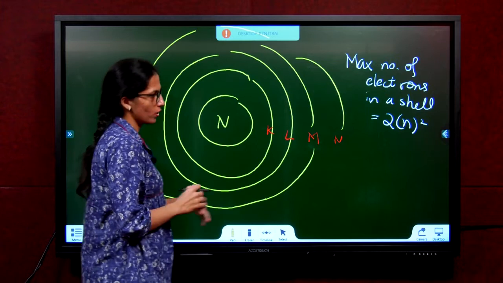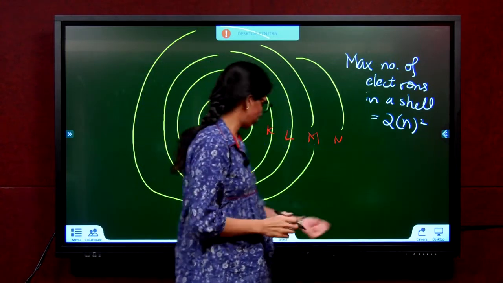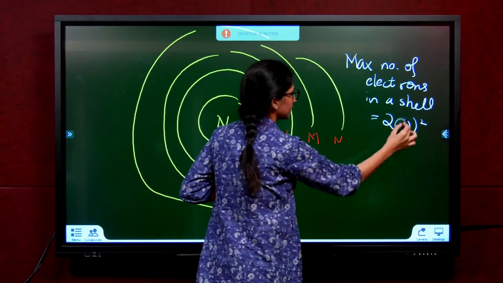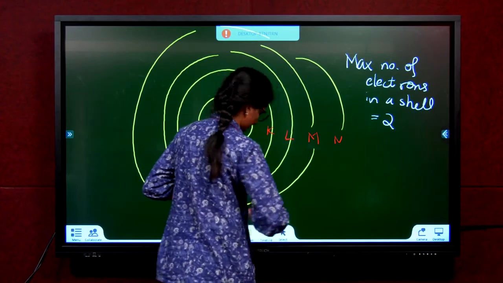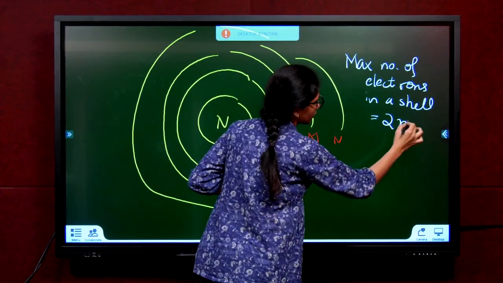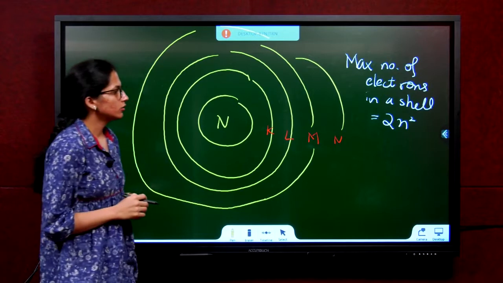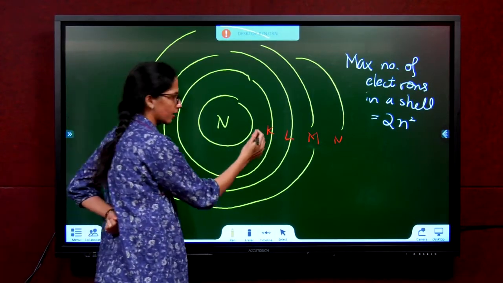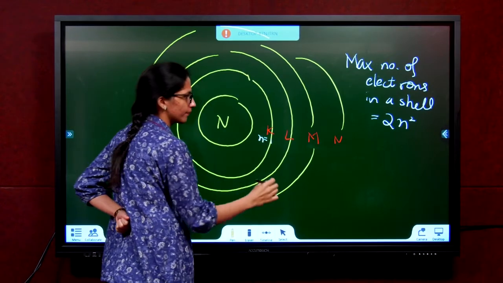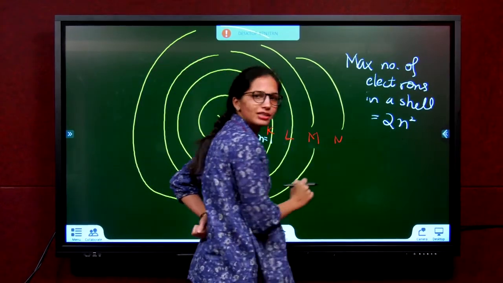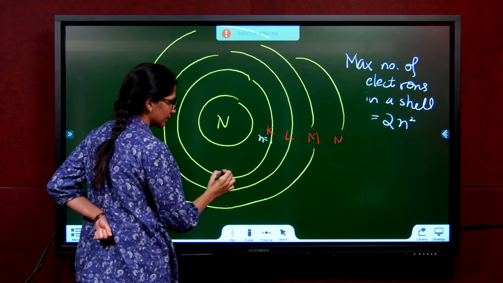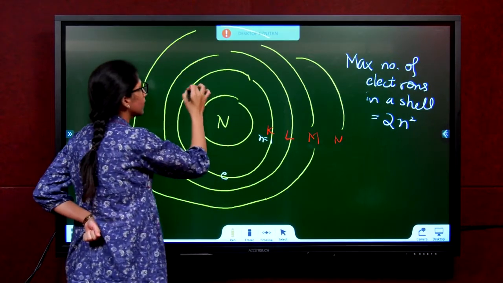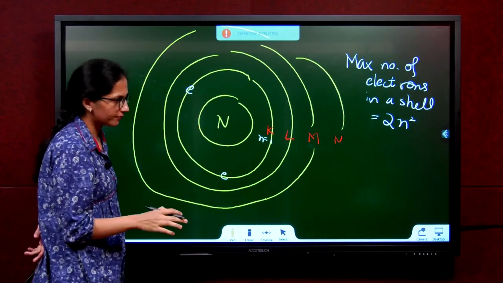Now, the square is only for n. Please remember, it's not for 2 also. You can write it simply as 2n square. So, how many electrons can K hold? First shell, value of n is 1. 2 into 1 square, 2 electrons. That means there can be only 2 electrons over here.